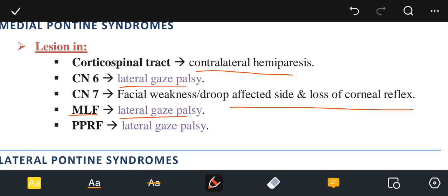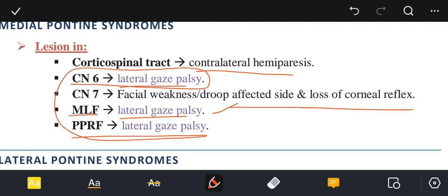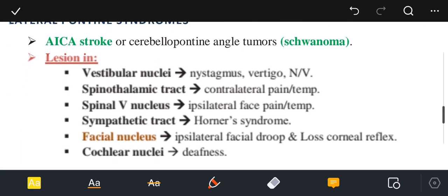We'll talk about the medial longitudinal fasciculus in big detail when we talk about internal nuclear ophthalmoplegia. For right now, just keep in mind that the medial longitudinal fasciculus lesion will lead to lateral gaze palsy. The parapontine reticular formation also causes lateral gaze palsy, and the sixth nerve nucleus also causes lateral gaze palsy. So these three things are very important for the lateral gaze: cranial nerve 6, MLF, and PPRF. If the corticospinal tract is affected, it will result in contralateral hemiparesis.